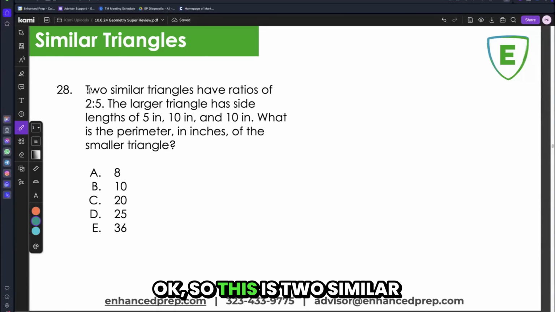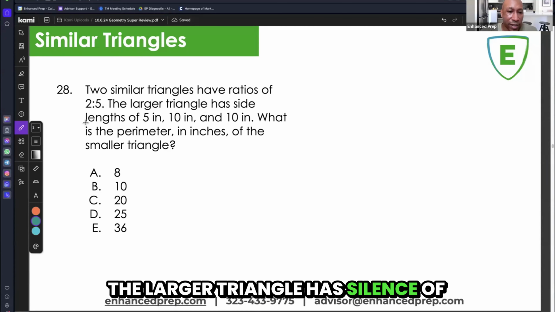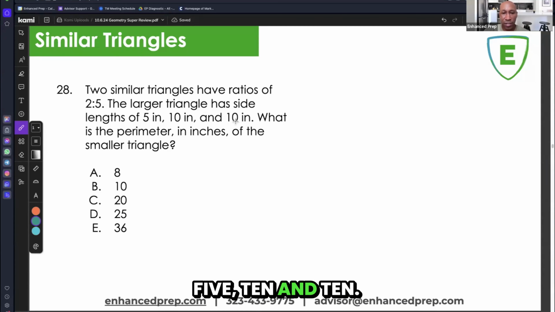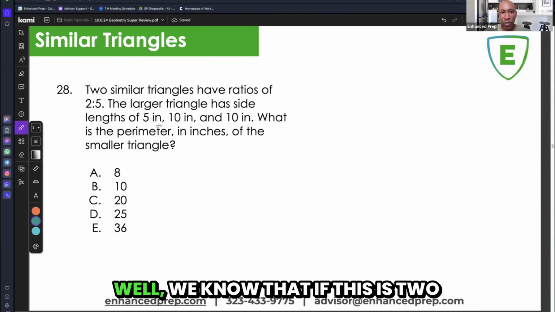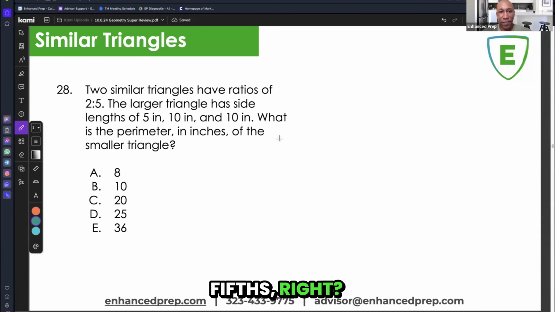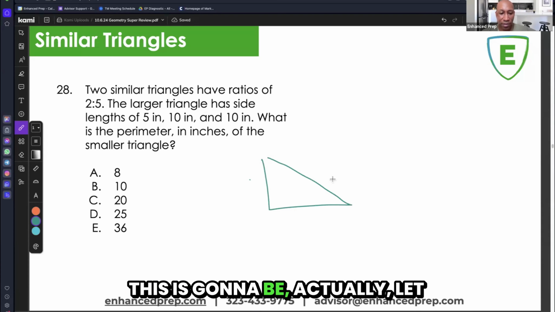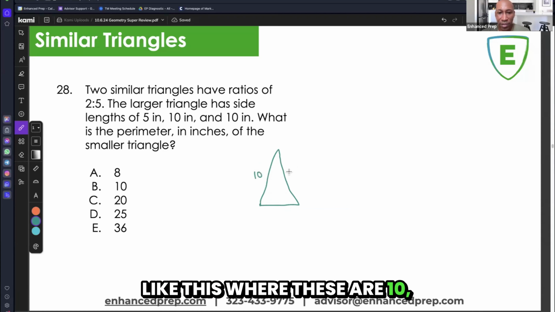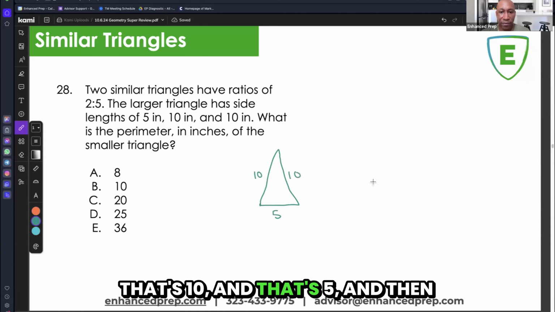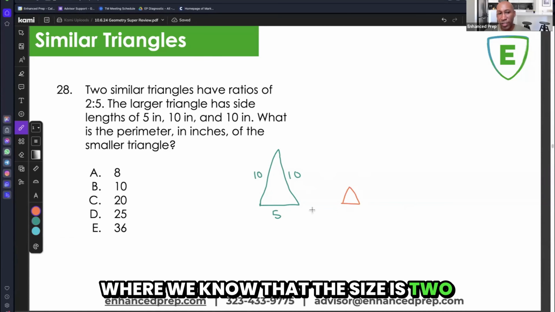Okay. So this one says two similar triangles have the ratio of 2/5. The larger triangle has side lengths of 5, 10, and 10. What is the perimeter in inches of the smaller triangle? Well, we know that this is 2/5, so we can set up our triangles. Let's just draw these out. This is going to be something like this, where these are 10, that's 10, and that's 5. And then we're going to have some smaller triangle where we know that the size is 2/5, right?